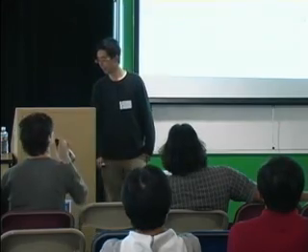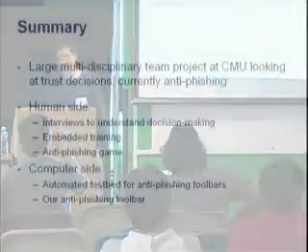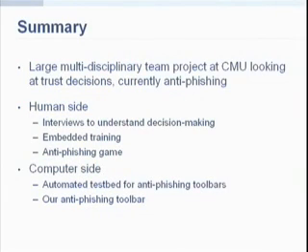This is the last slide. Again, we are a large multidisciplinary team at Carnegie Mellon looking at trust decisions, currently focusing on anti-phishing. I described some of the human side of the things that we're doing, with interviews to understand how people make decisions, what cues people look for, and so on. I described some of the embedded training that we've been doing to try to train people surreptitiously in the context of regular email use. And I've also described the anti-phishing game that we've done. On the computer side of things, I described an automated test bed for anti-phishing toolbars and our current anti-phishing toolbar that, again, uses the Google search engine to find a lot of these scams.